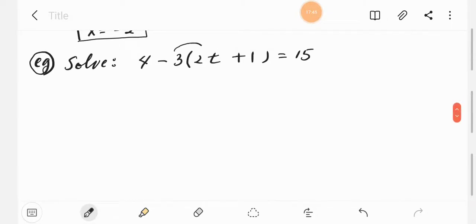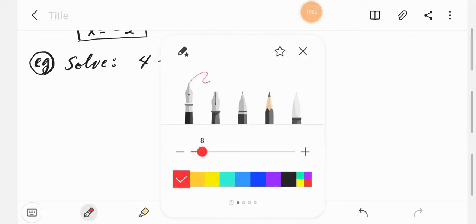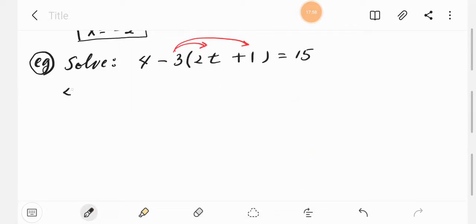So use the distributive property, which is what? This parenthesis, 2t and 1, should be multiplied by what? Negative 3. Okay, that's the distributive property. So it will be 4 minus 6t minus 3 equals 15. Negative 3 times 2t is negative 6t, and then negative 3 times 1 is negative 3. Alright, then what?